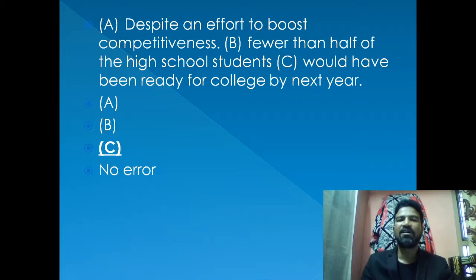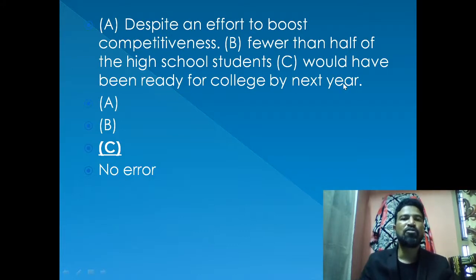The reason is next year. Remember, next year indicates the future form of the sentence. So therefore, it should not be would have been ready. It should be will be ready. So would have been is a wrong expression here. It should be will be ready for college by next year.